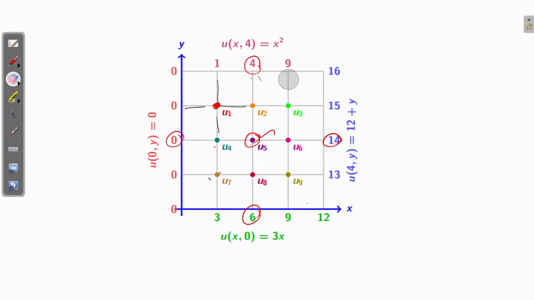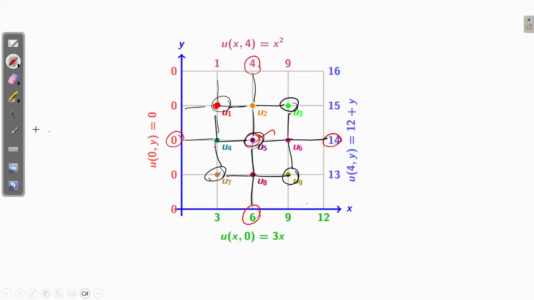That's it. Now we know the value of U5, and U1, U3, U7, U9. Then what are the rest of the values we have to find now? U2. For U2, what can you do? These values are all known now, so I can use the standard 5 point formula for U2. Similarly for U4, standard 5 point formula. For U6, standard 5 point formula. For U8 also, standard 5 point formula. Clear? That one only I'm going to do now. Just listen.